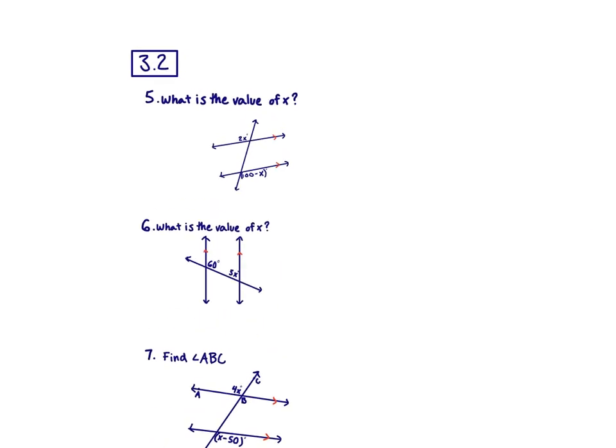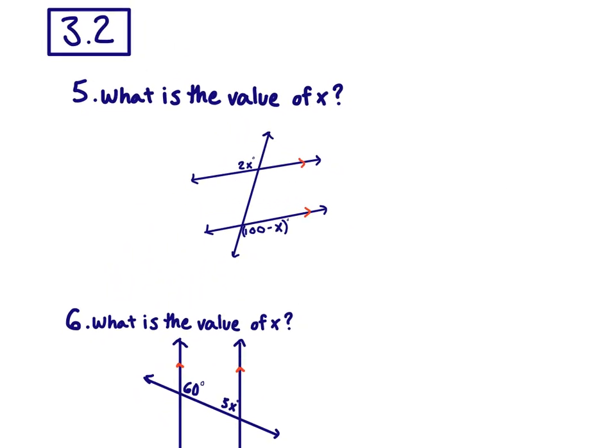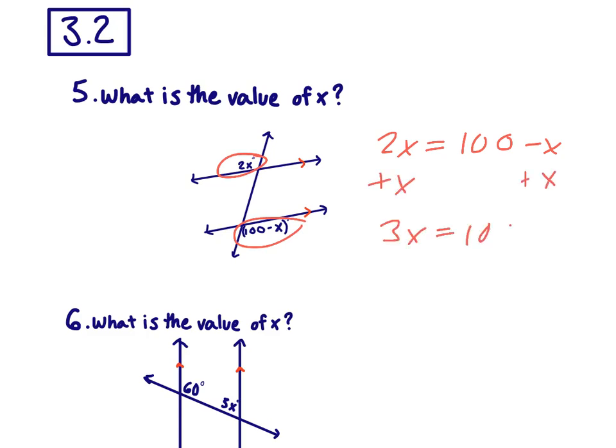Next page. What is the value of x? Ariana, what'd you get for number 5? X equals 33 1/3. How'd you get that? So I typed in 2x equals 100 minus 5. Perfect. So these two are alternate exterior angles, and alternate exterior angles are congruent, so we would set them equal to each other. And then we just solve for x. So we get x is equal to 33.3.